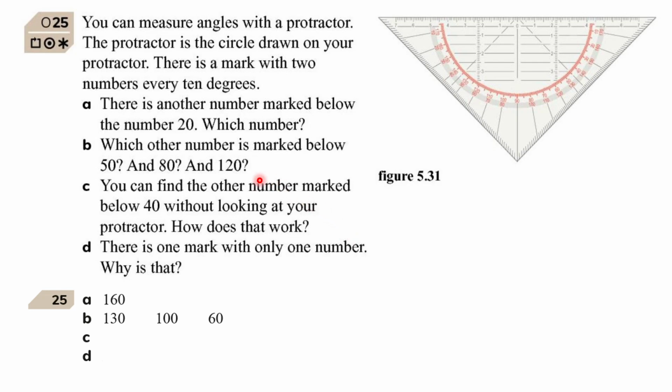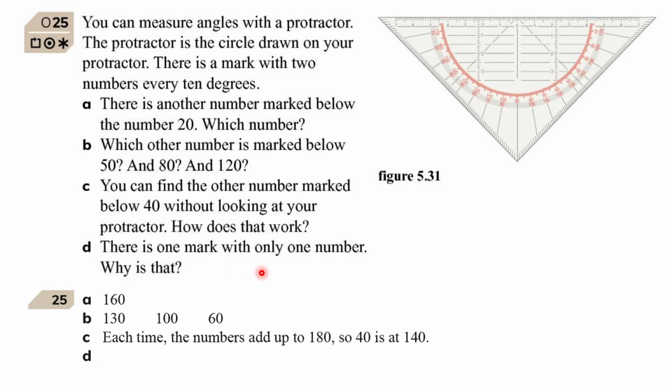You can find the other number marked below 40 without looking at your protractor. How does that work? Well, some of you might have already seen the pattern here: if I add 20 to 160, it gives 180. And 50 and 130 gives me 180, and 80 plus 100 gives me 180, and maybe no surprise right now, but 120 plus 60 gives me 180. So using that trick, I can also figure out which other number is with 40. It's a number that together added up will give 180. So the other number is 140, because each time the numbers do add up to 180.